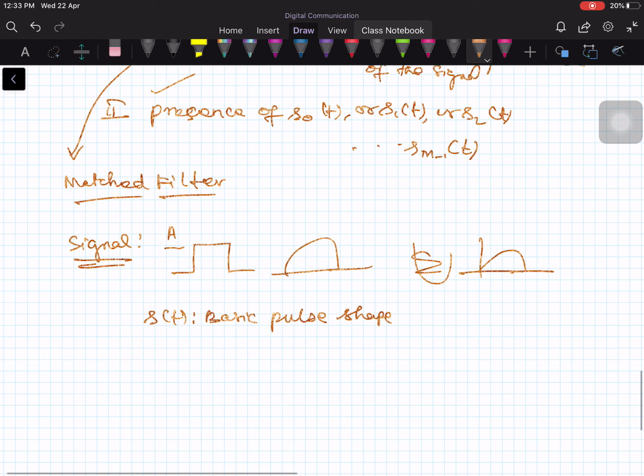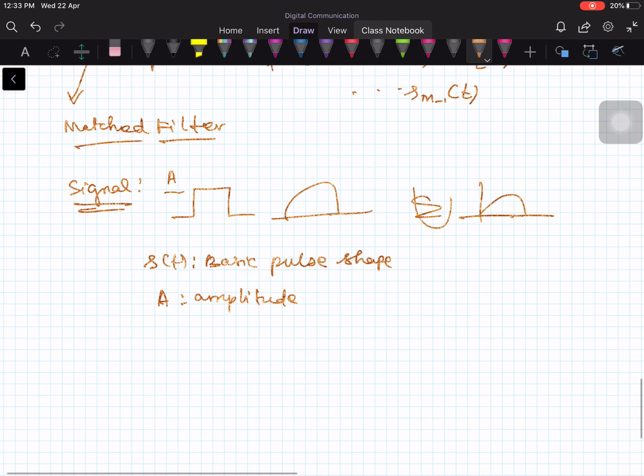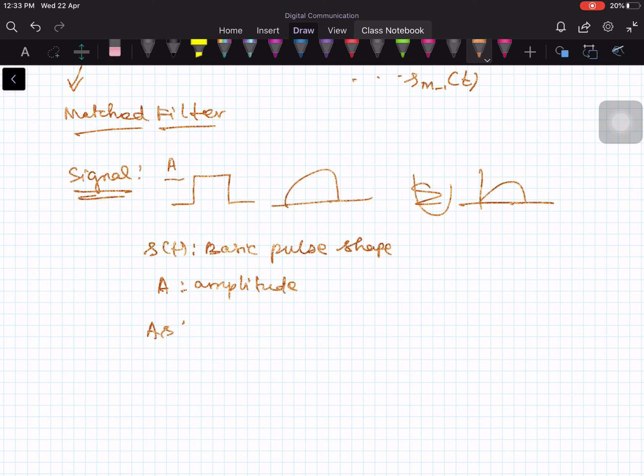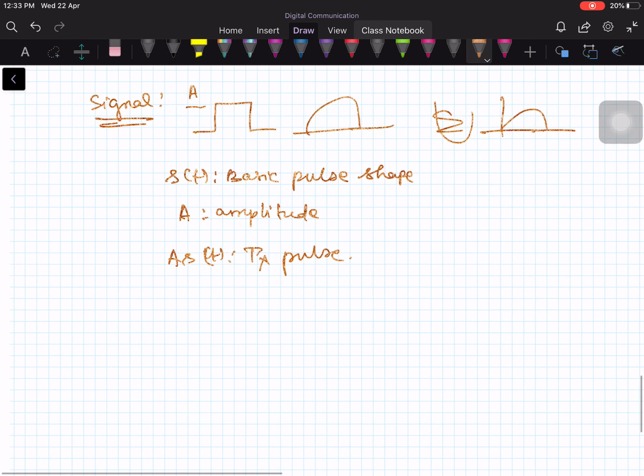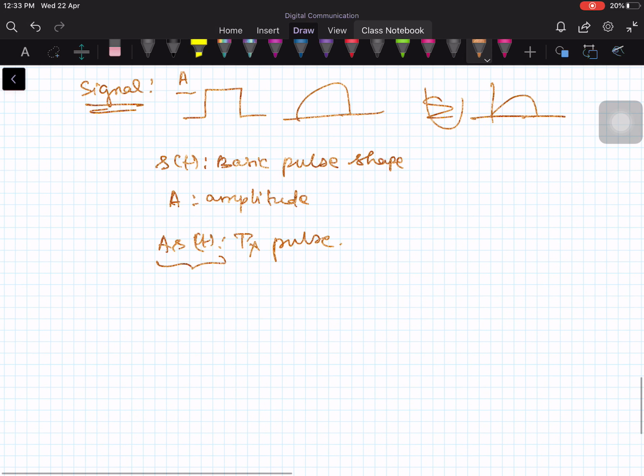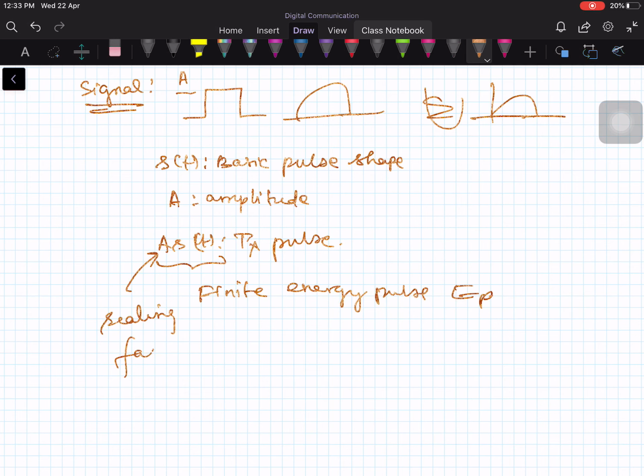This is my basic pulse shape, and the amplitude of the pulse is A. Therefore, my transmitted pulse is A times S of t. This is the transmitted pulse, which is a finite energy pulse. Let us assume this is a finite energy pulse with energy EP, and A is the scaling factor.